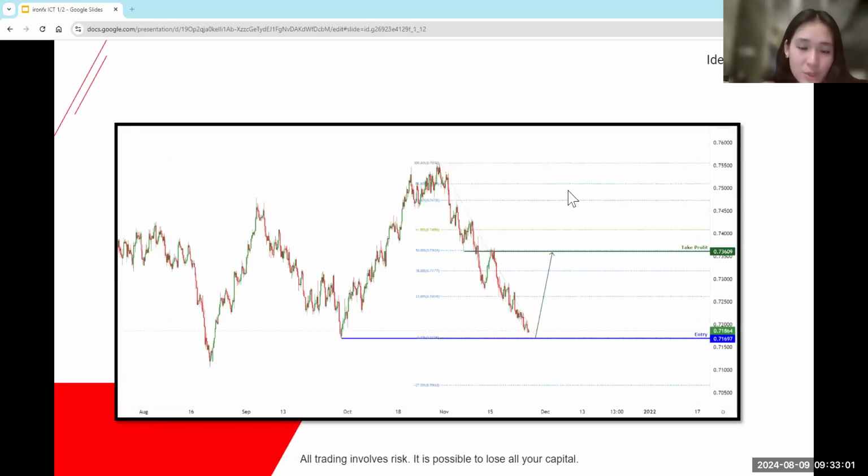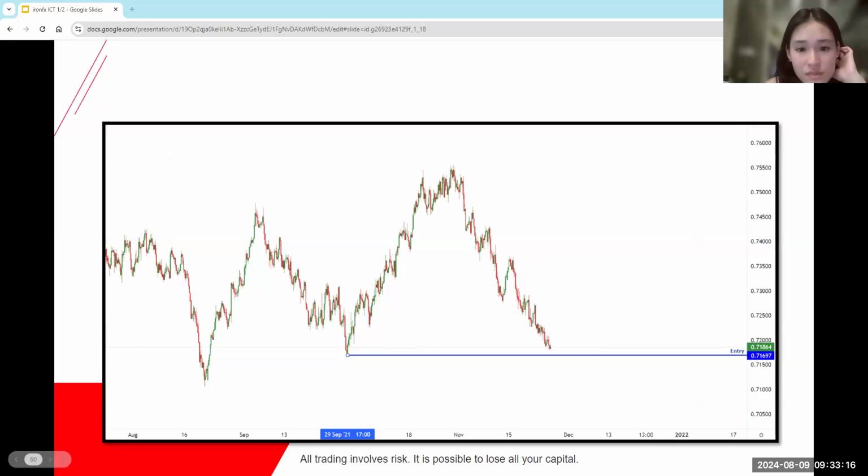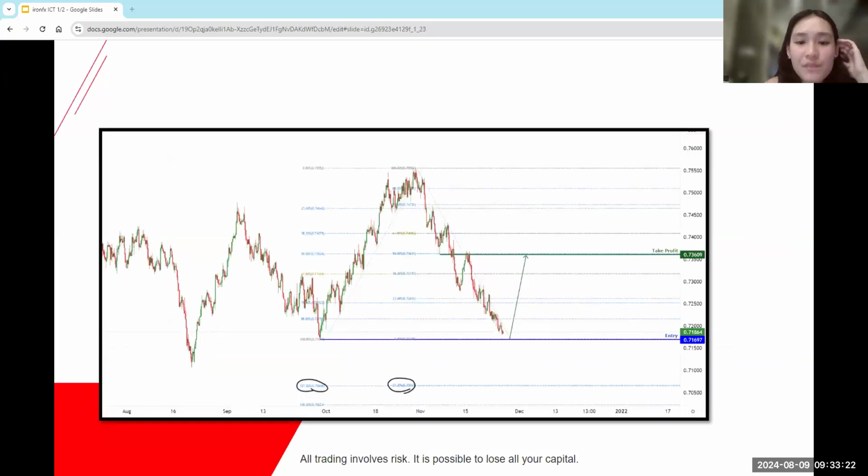So here's an example. Here you can see our entry and take profit. The take profit is in line with a 50% retracement. The entry is just at the swing low. We're expecting price to bounce off of this level and head towards our take profit. But we have identified this 127.2 as well as the minus 27.2 lines up nicely. So this is a confluence area.